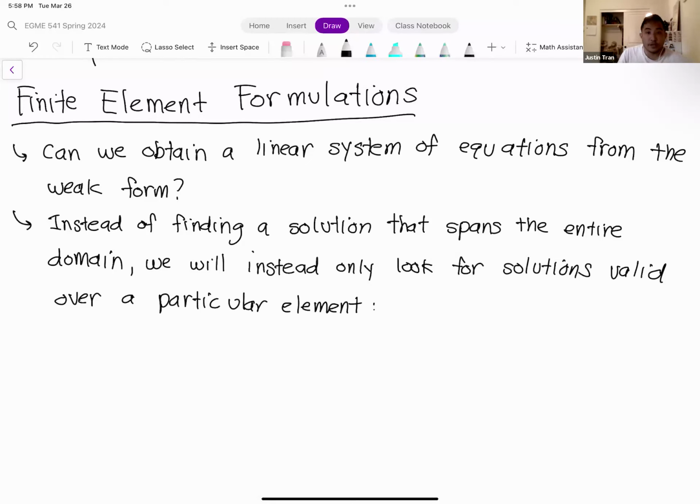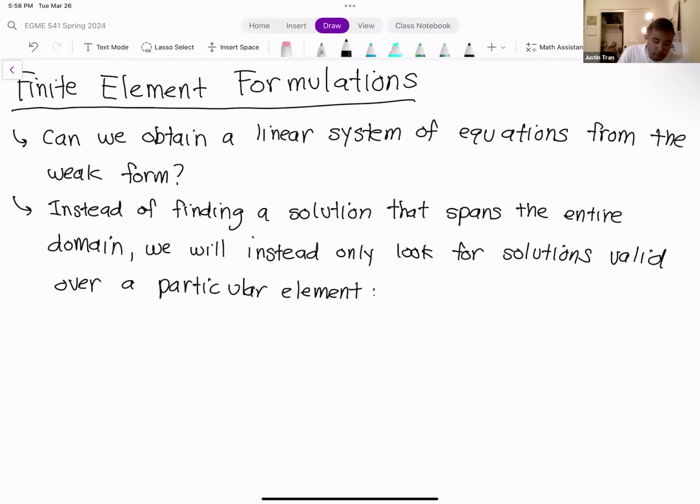Okay? And so the difference is the following. In both strong and weak forms, we were finding a solution that's valid over an entire domain. So that T of X that we found is valid for the whole domain. So it's one solution for the entire one.